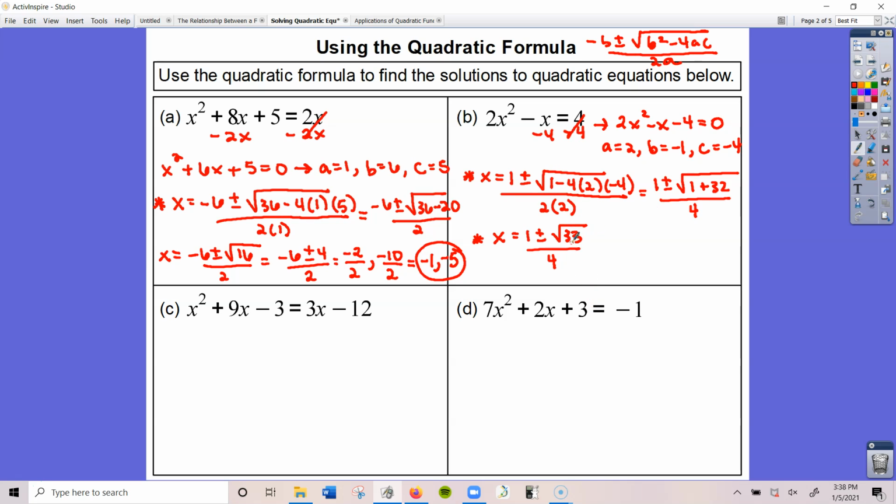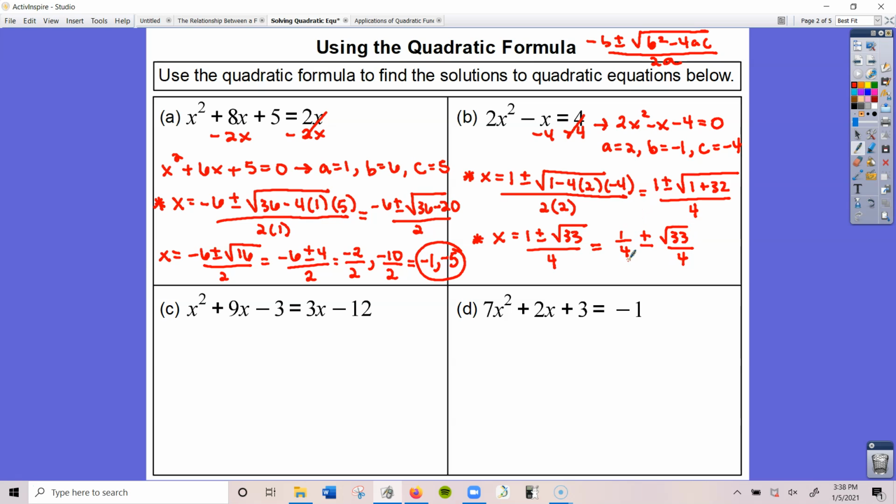I don't know the square root of 33, and I can't simplify that square root because the only two numbers that multiply to give you 33 are 3 and 11, which are not pairs. So this is my answer, and you can separate this fraction to be 1 over 4 plus or minus the square root of 33 over 4. So all I did here was I separated my fraction so you have the exact answer.